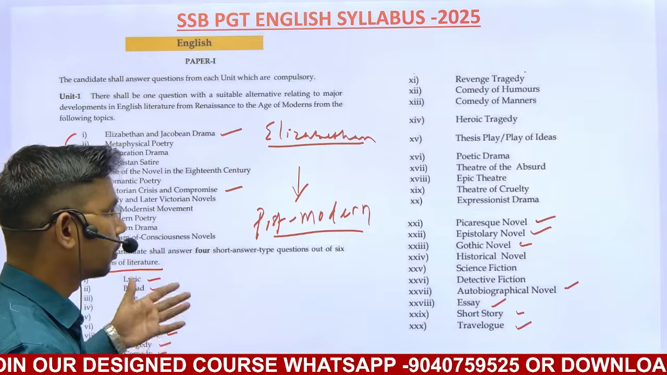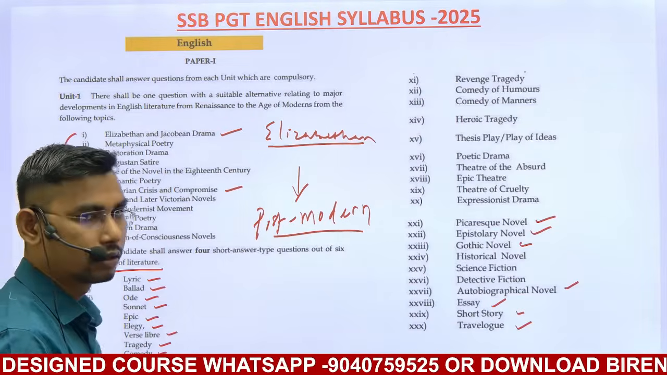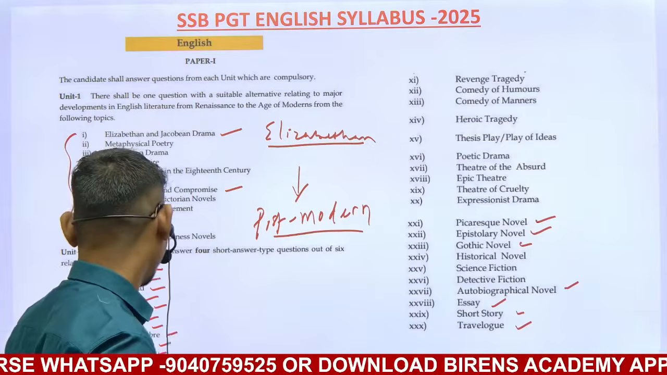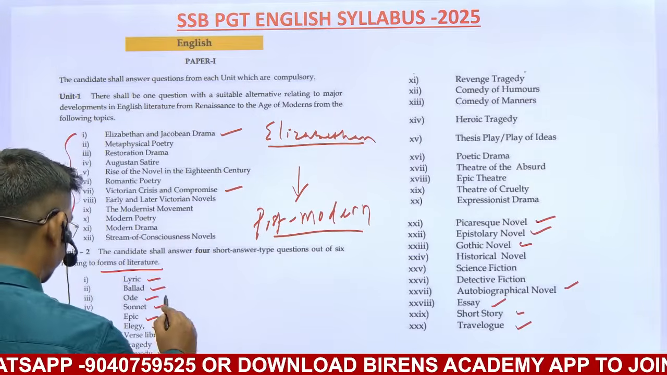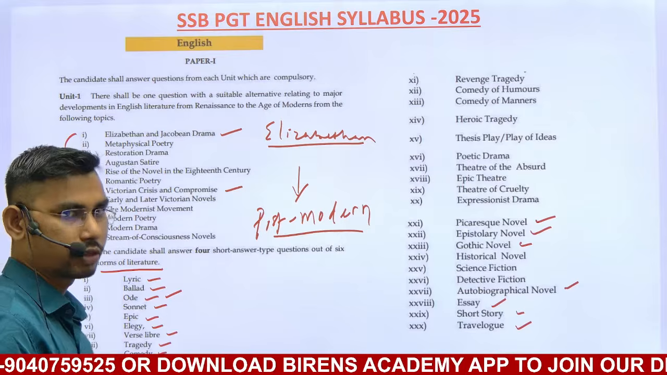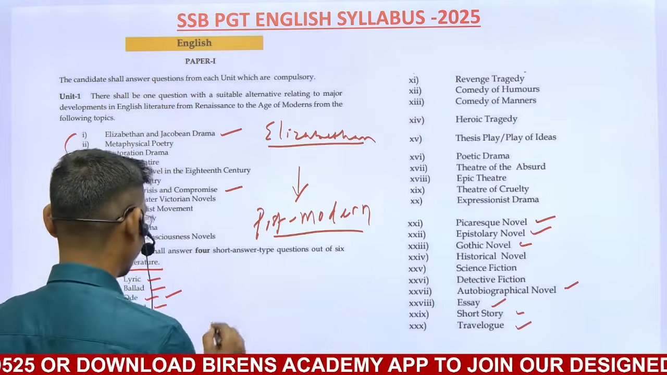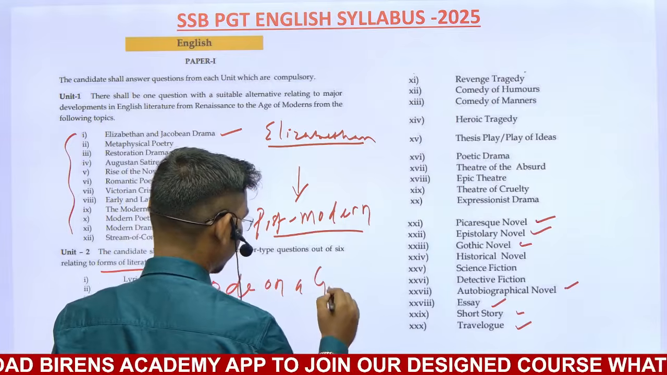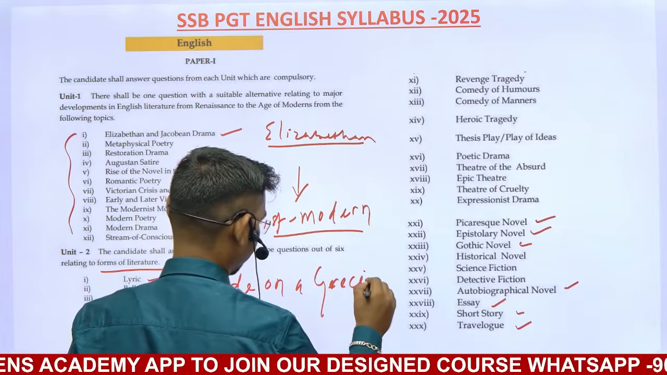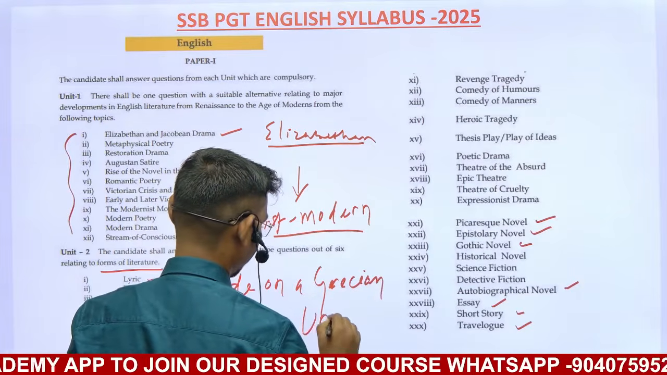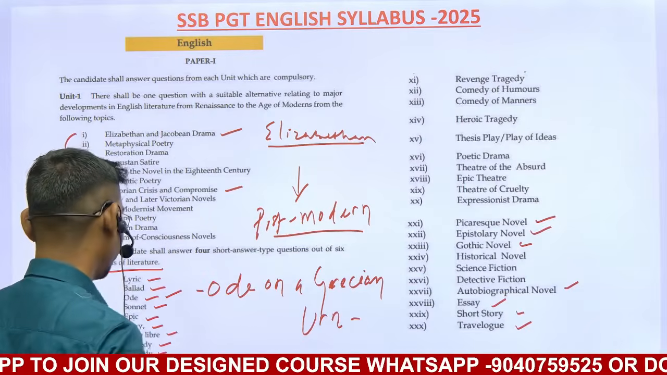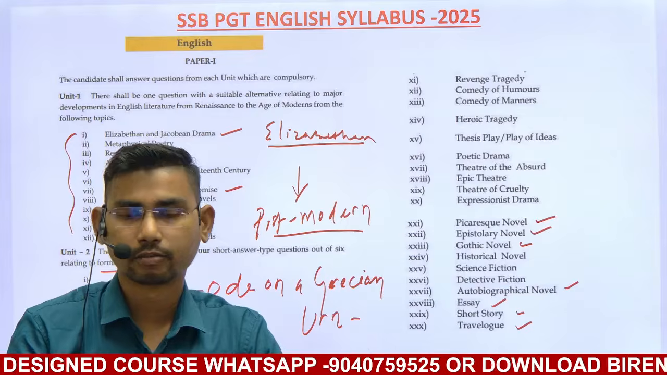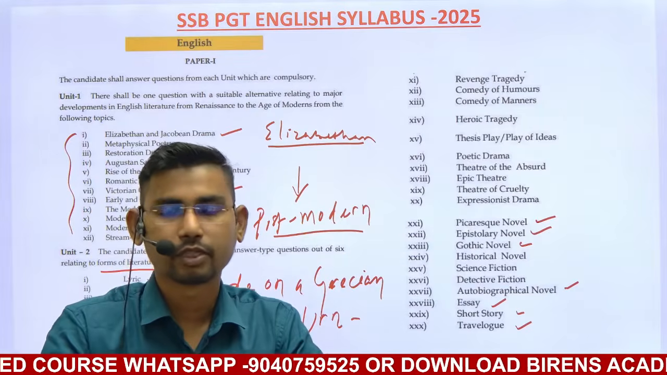We are also going to discuss famous texts. When it comes to the ode, there is a very famous ode which I personally like the most, Ode on a Grecian Urn by John Keats. For the epic, The Faerie Queene by Edmund Spenser.